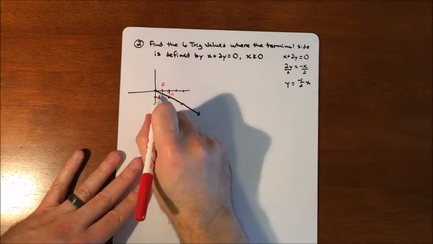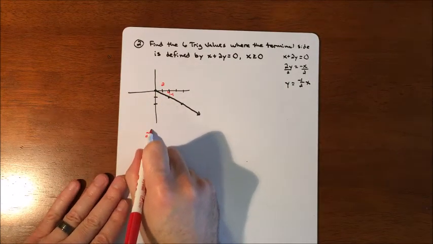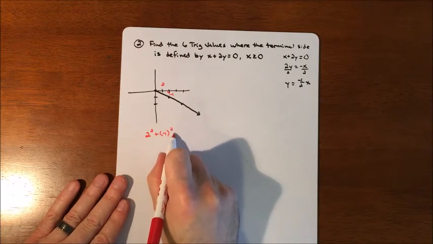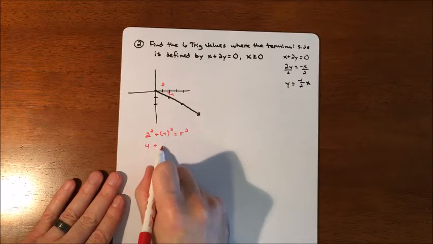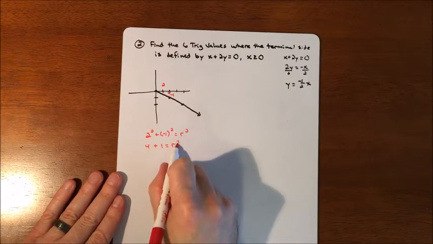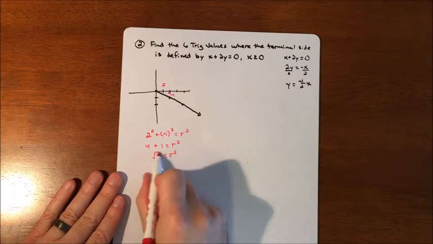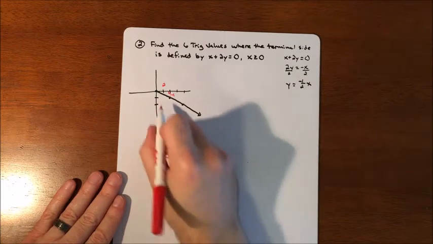Now what I don't know is the radius. So I'll have to do Pythagorean theorem. So 2 squared plus -1 squared equals the radius squared. So 4 plus 1 equals r squared. 5 equals r squared. So we'll square root both sides. So my radius is the square root of 5.